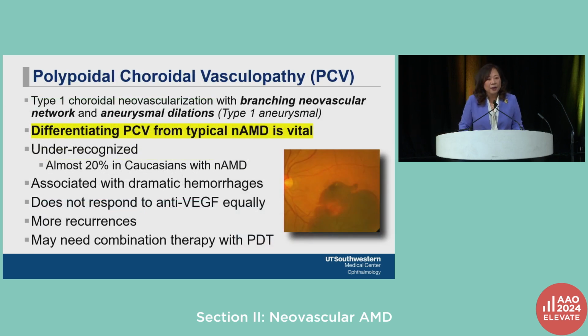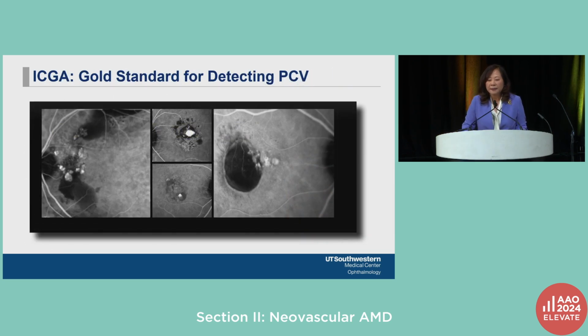It is also important to know polypoidal choroidal vasculopathy findings in OCT, which we call type 1 aneurysmal, where there are branching neovascular networks and aneurysmal dilatations under the RPE. Why is it important to differentiate PCV from typical neovascular AMD? Because it is associated with larger dramatic hemorrhages and recurrences, and it does not respond to all anti-VEGF equally and may need combination therapy with photodynamic therapy. Despite this, it is often underdiagnosed in Caucasians with neovascular AMD.